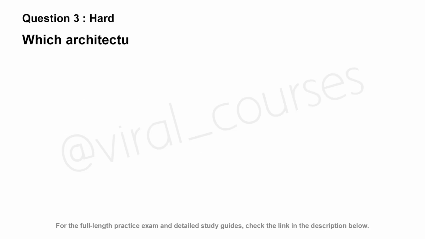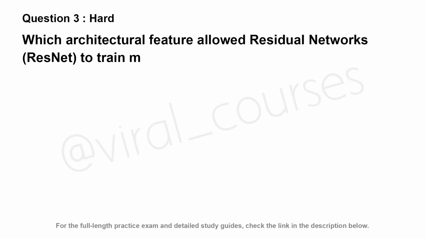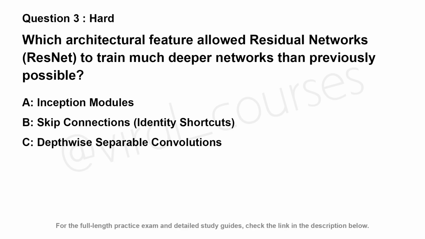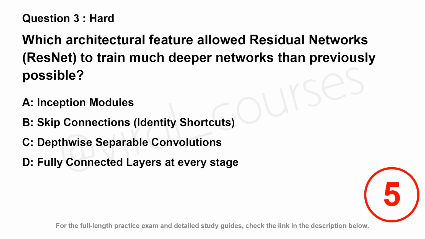Which architectural feature allowed residual networks, ResNet, to train much deeper networks than previously possible? Option A, inception modules. Option B, skip connections, identity shortcuts. Option C, depthwise separable convolutions. Option D, fully connected layers at every stage.